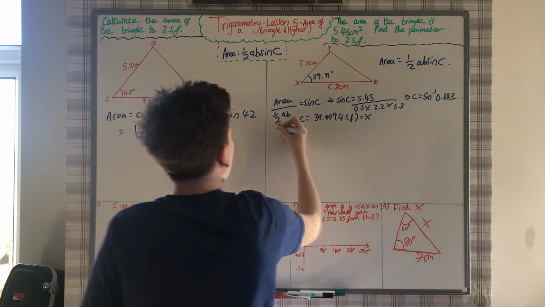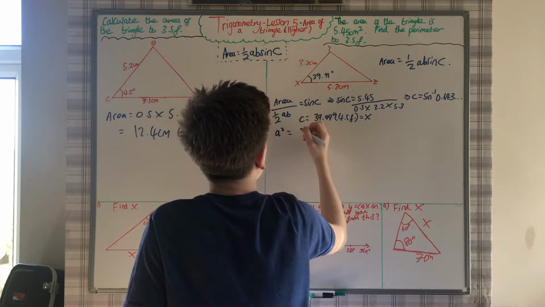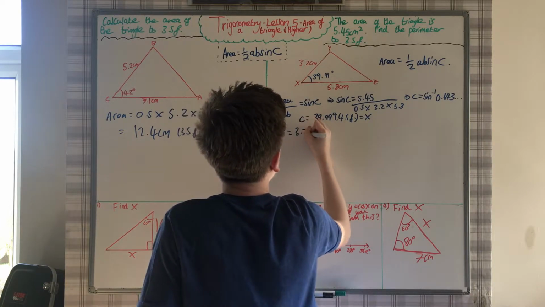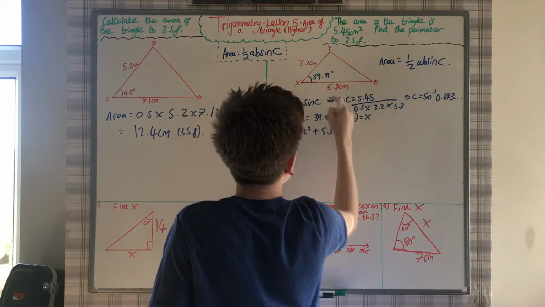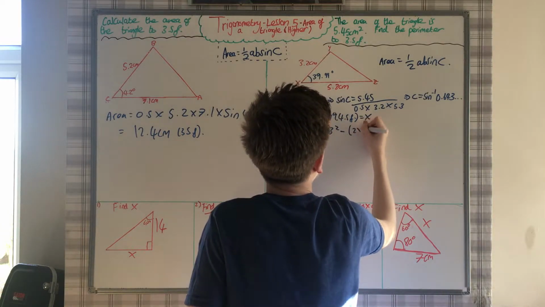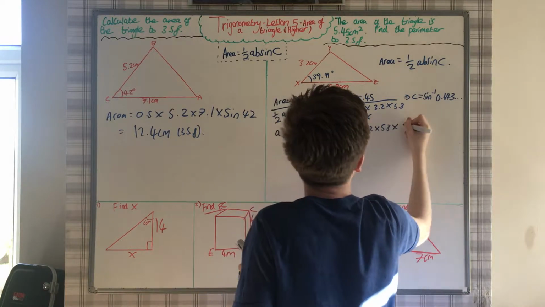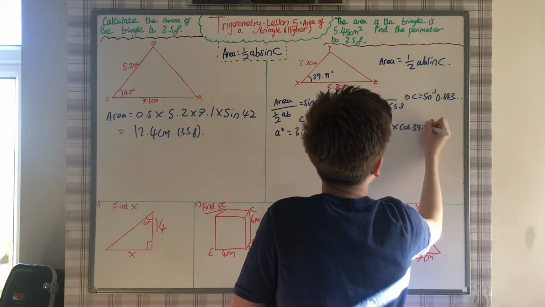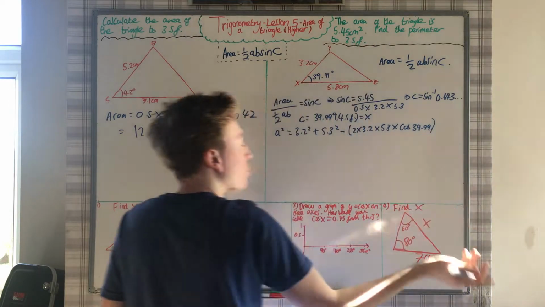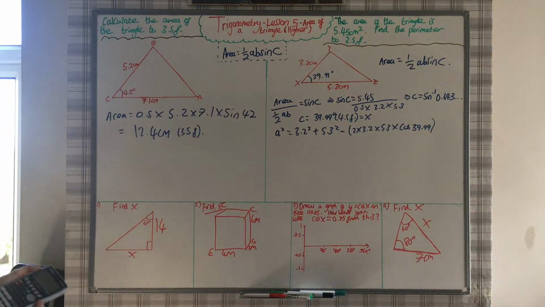We've worked out the angle, so a squared, which in this case is YZ squared, equals b squared plus c squared, so it's 3.2 squared plus 5.3 squared, minus, and I'll put this in brackets, 2 times 3.2 times 5.3 times the cosine of the angle, which we've just worked out to be 39.99 degrees. If you're not sure, do go back and watch this lesson. It's a previous video on the cosine rule and sine rules.